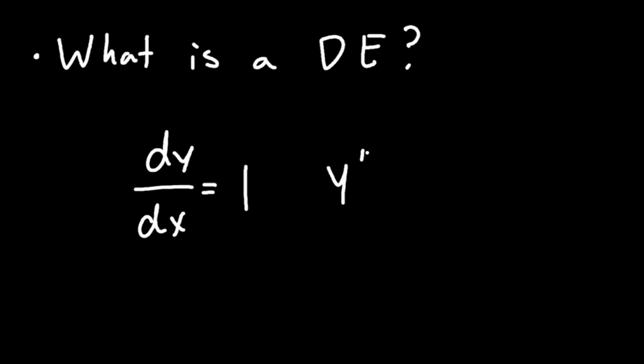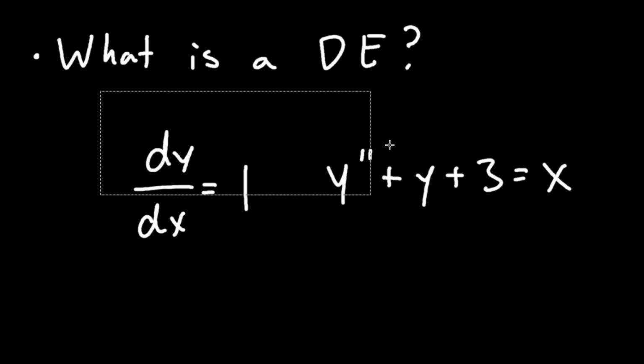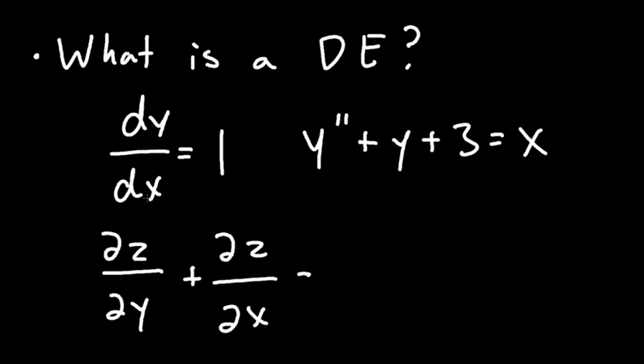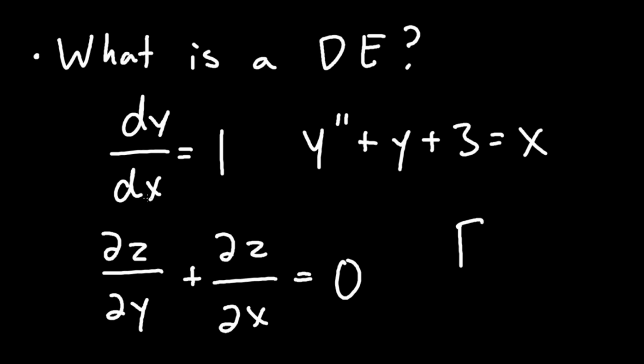Another example of a differential equation is y double prime plus y plus 3 is equal to, I don't know, x. Okay? This is also a differential equation. Another example is partial z over partial y plus partial z over partial x is equal to 0. This is an example of a differential equation as well. And at the beginning of this video, I talked about PDEs. I'll get into that later, but this is an example of a partial differential equation.